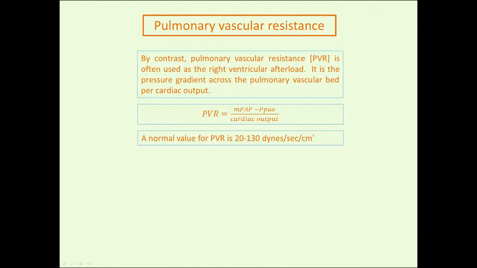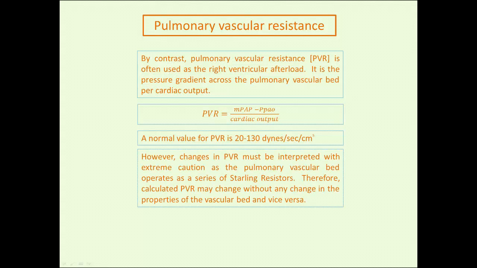And roughly a normal value for PVR is these impossibly confusing dynes per seconds per centimeter to the fifth of 20 to 130. Okay, I try not to focus on this because I find the pulmonary vascular resistance to be meaningless is kind of a strong word, but confusing and misleading, I think, are probably the two best adjectives for the calculated pulmonary vascular resistance. And that is the reason I'm going to describe to you now. And again, I see very intelligent cardiac anesthesiologists, pulmonologists, and cardiologists making this mistake, but you're not.